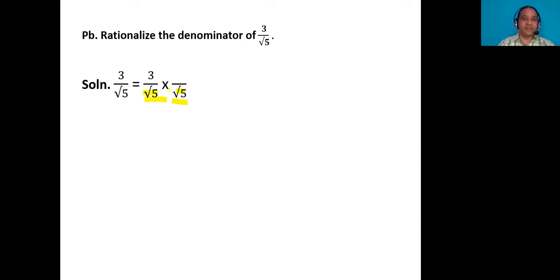But we have multiplied in the denominator. We have to do the same thing in the numerator also. Otherwise, this equality will get disturbed. This equality should remain equality, meaning both the things on both the sides should remain equal.